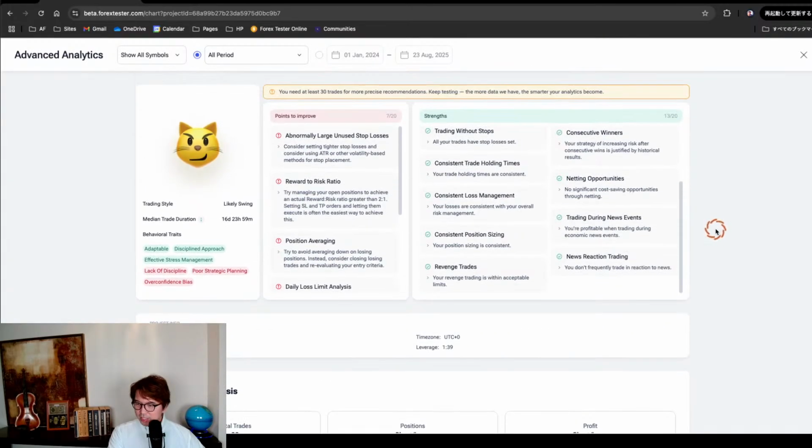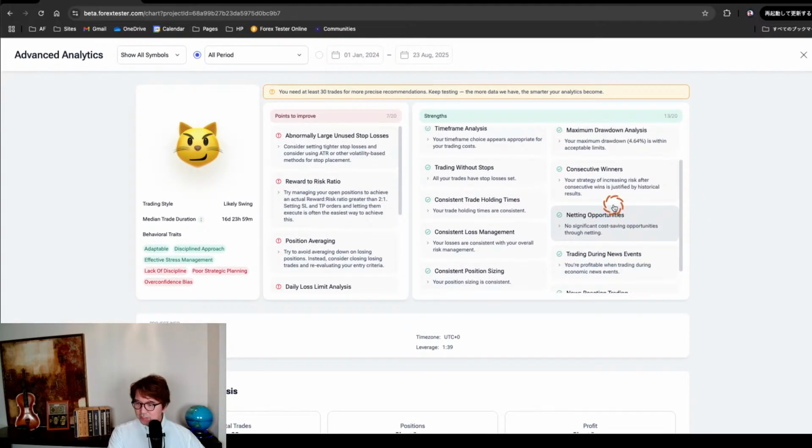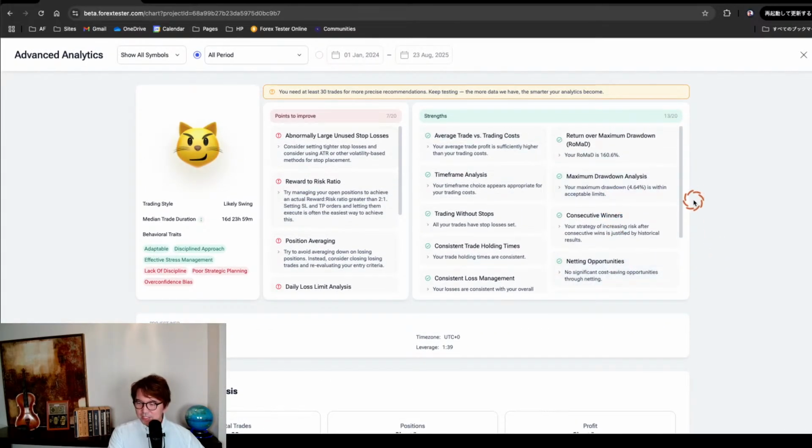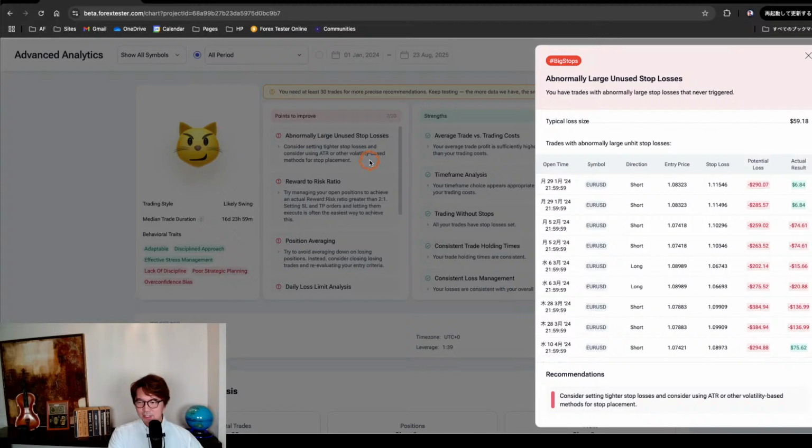News reaction trading, and yeah, so that was good. So these are all good comments about my trades so far. And let's review points to improve. First, abnormally large unused stop losses, right? Because the comment says, consider setting tighter stop losses and consider using ATR or other volatility-based methods for stop loss placement. Yeah, I think that's a good point.